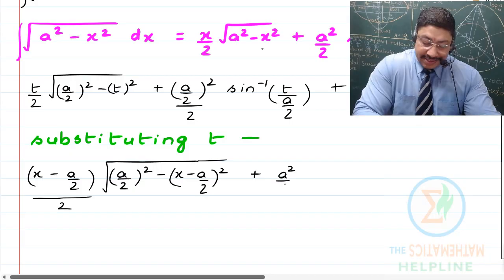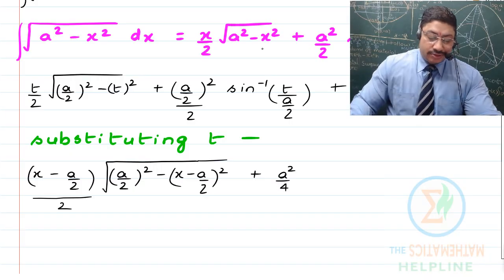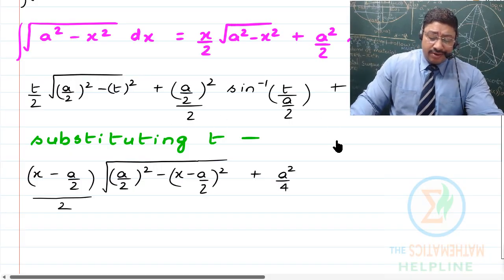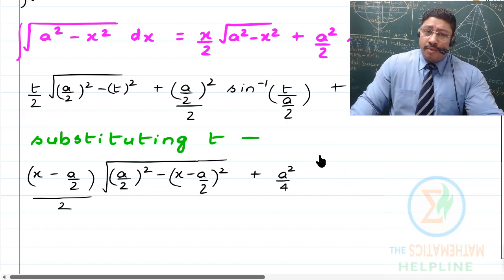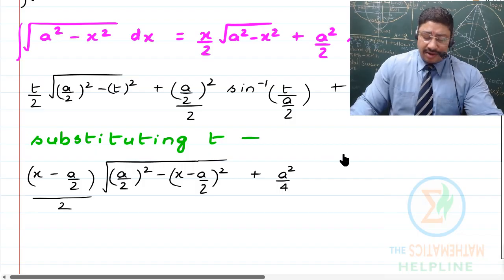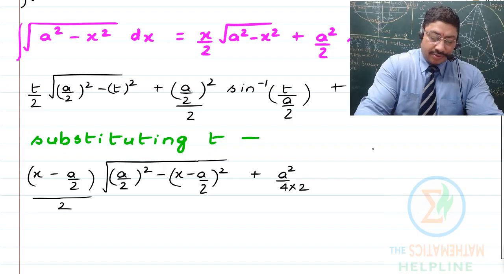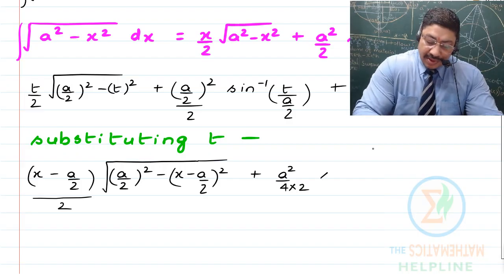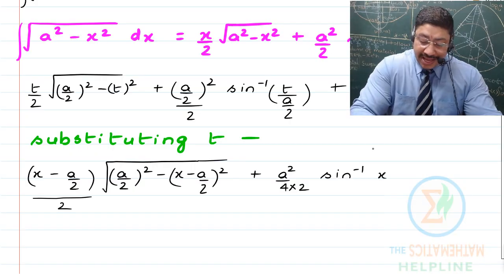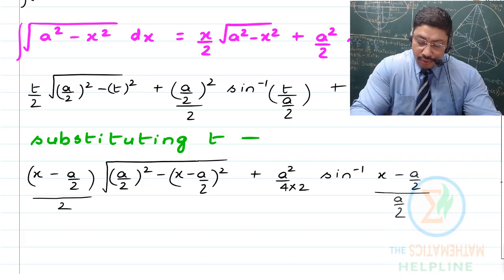So we can write this to be a square upon 4, and as this 2 is in the denominator of the denominator, when we reciprocate, it's going to become a square upon 4 divided by 2, so that will become 1 upon 2. As such, this 2 is going to be multiplied with this 4 to make it a square upon 8, and further then we will have sine inverse of t, which is x minus a upon 2, and further this is divided by a upon 2.